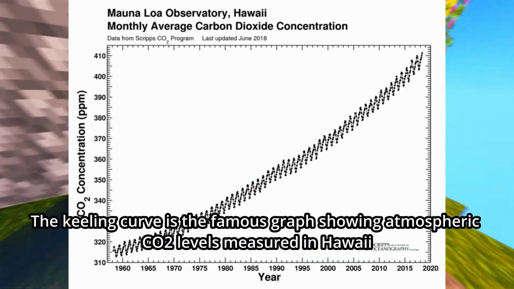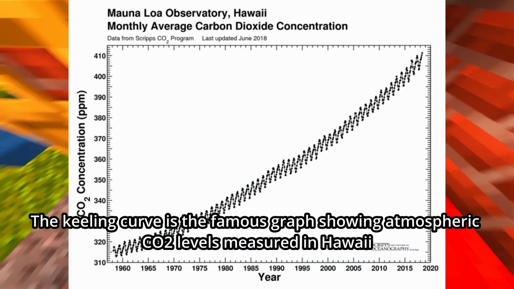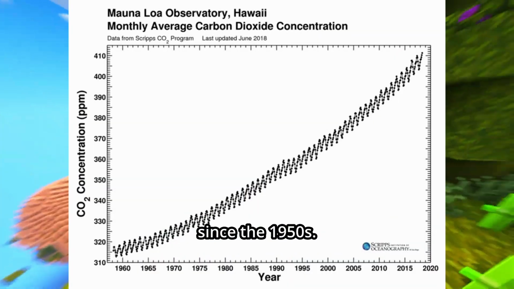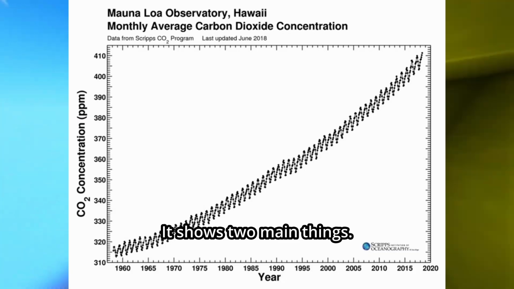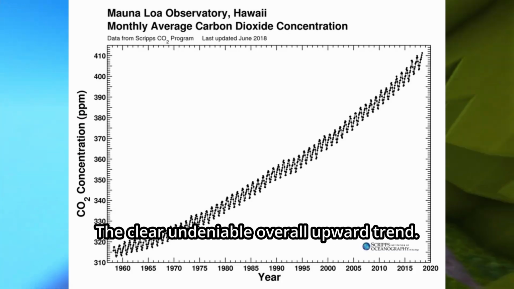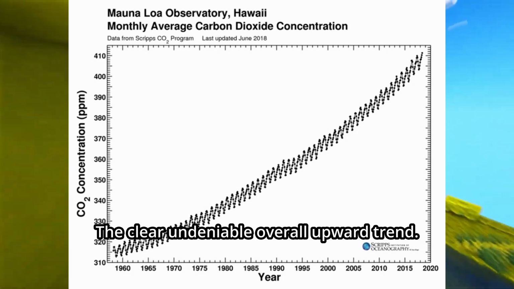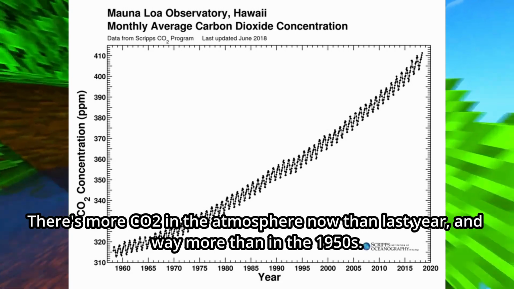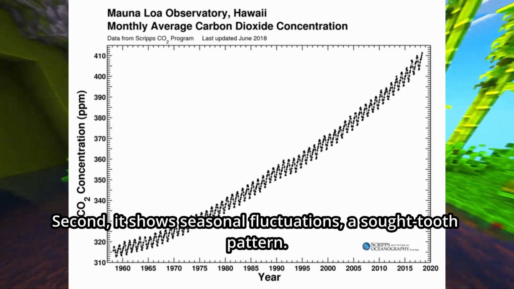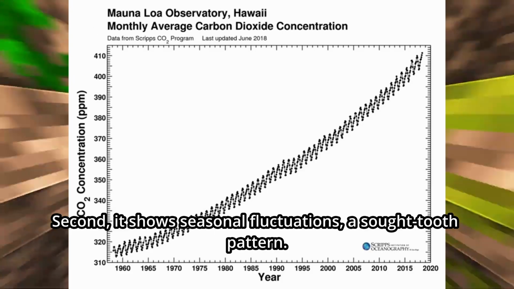The Keeling curve is the famous graph showing atmospheric CO2 levels measured in Hawaii since the 1950s. You need to know its features. Definitely. It shows two main things. First, a clear, undeniable overall upward trend. There's more CO2 in the atmosphere now than last year, and way more than in the 1950s. Second, it shows seasonal fluctuations, a sawtooth pattern.